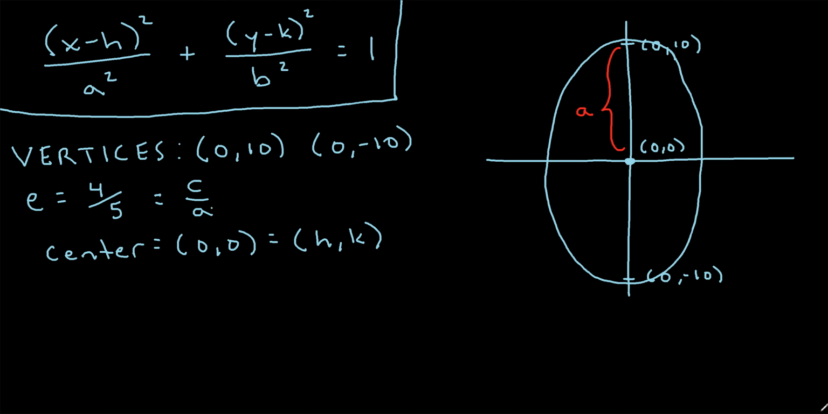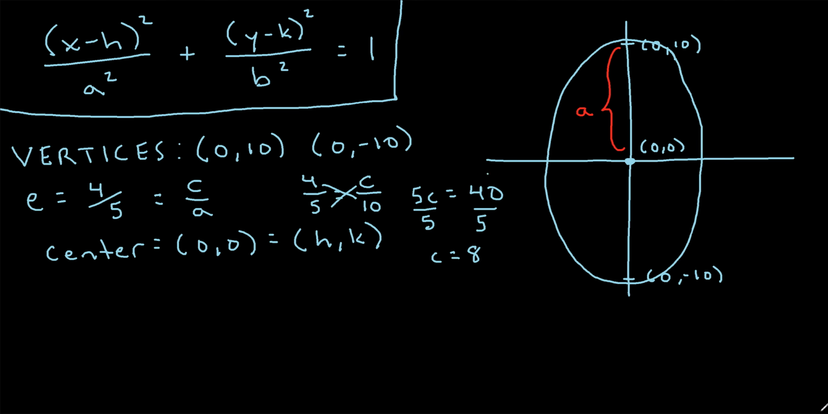So what we can do is fill in 10 for this a right here, and we can solve for c. So we can write 4 over 5 is equal to c over a. A we just found is 10. To solve for c, we can cross multiply and set these values equal to each other. So we get 5c is equal to 10 times 4, that's 40. Now to solve for c, we can divide both sides by 5, and we get c is equal to 40 divided by 5, which is 8.